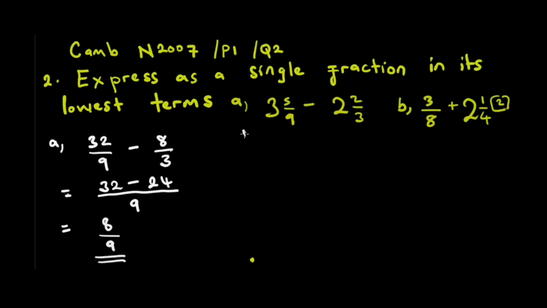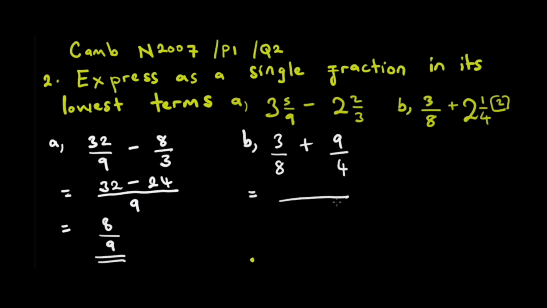What about B? B wants us to add 3 over 8 plus 2 and a quarter. 2 and 1 over 4, convert into an improper fraction. It becomes 4 times 2, that is 8. 8 plus 1 is 9. So it's 9 over 4.